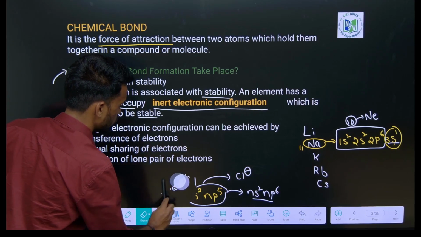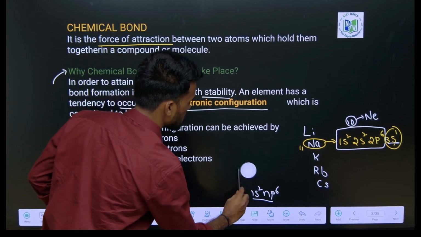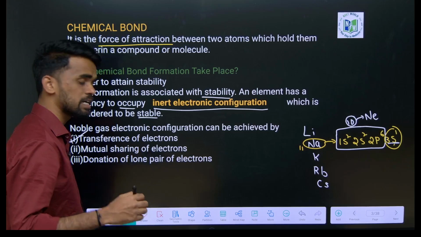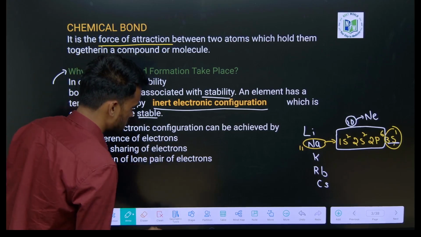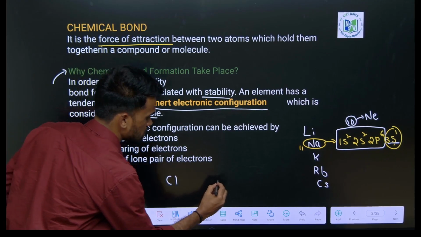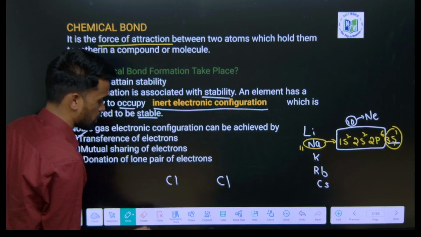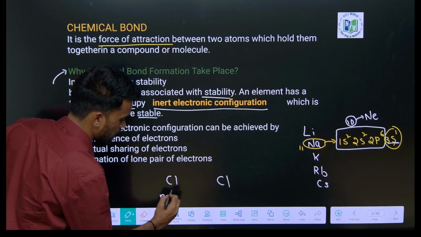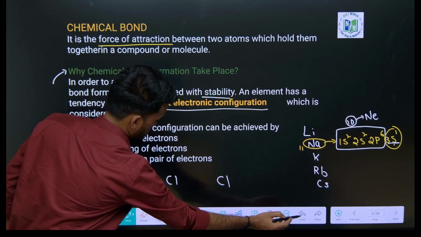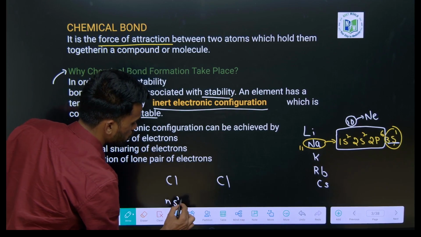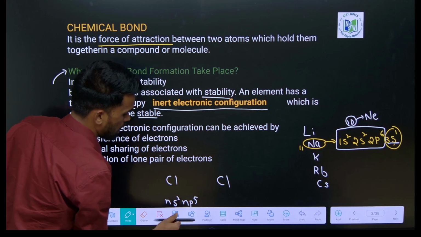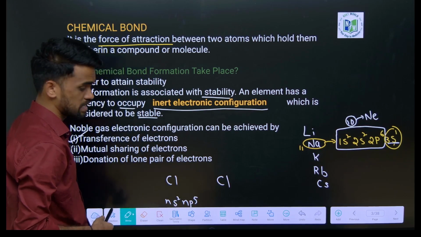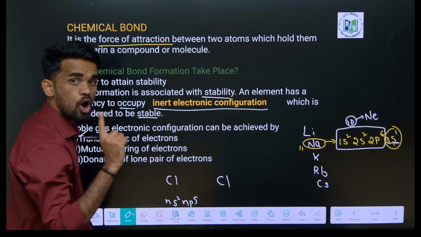Next we can look into mutual sharing of electrons. For example, let us take two halogen atoms. Say chlorine atoms itself. What is the electronic configuration we have for chlorine? For halogens it will be ns2 np5. So how many valence electrons? There are 7 valence electrons, so it means we have one odd electron.